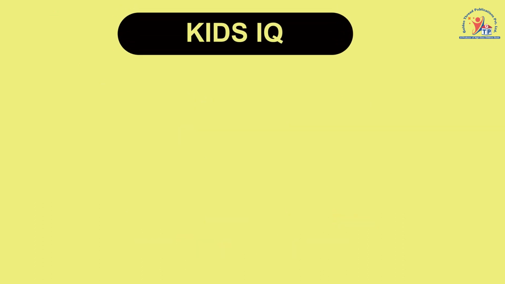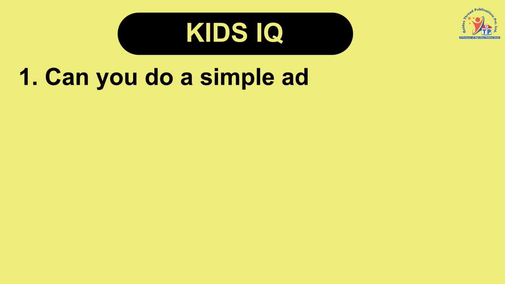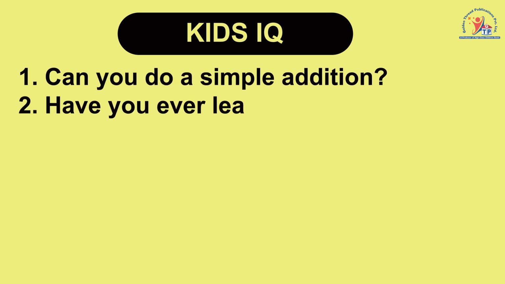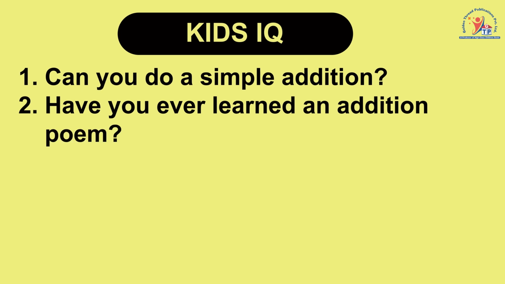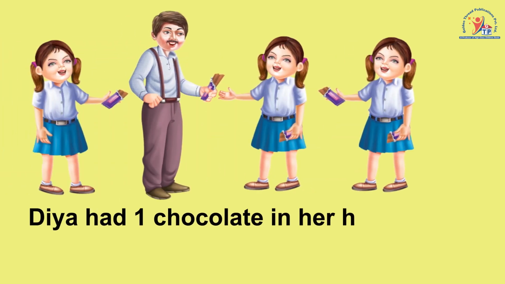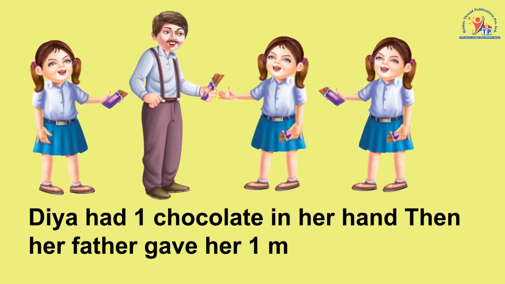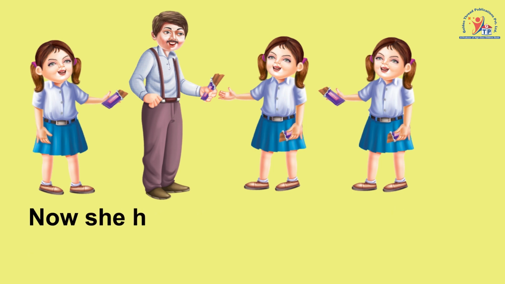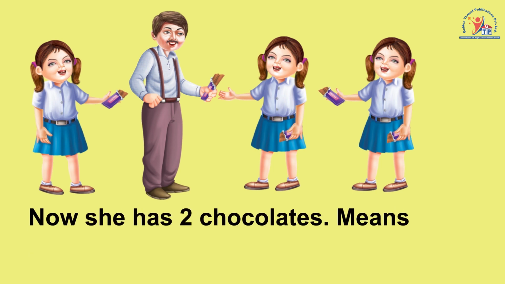Kids IQ. 1. Can you do a simple addition? 2. Have you ever learned an addition poem? Dia had one chocolate in her hand. Then her father gave her one more chocolate. Now she has two chocolates. Means 1 plus 1 is equal to 2.